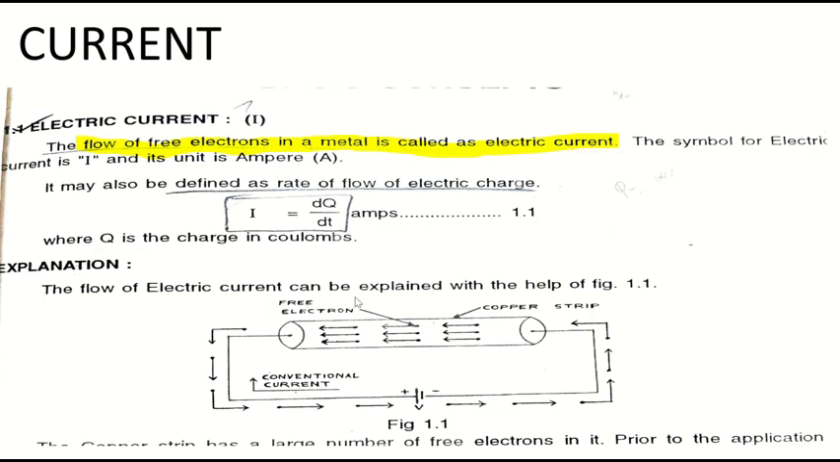So let us use an example. Let's take a copper bar. In the copper bar, there are free electrons wandering in all directions. If we apply a voltage to it, the free electrons start to move towards the positive terminal. This phenomenon is called electrical current. And the formula to measure electrical current is dq by dt, where q refers to charge.